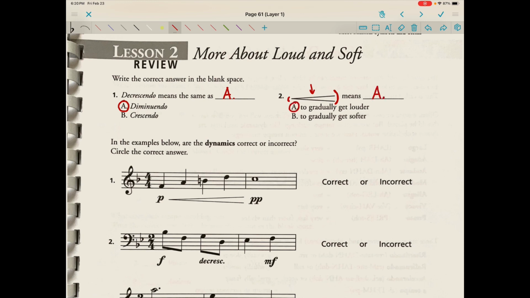In the examples below, are the dynamics correct or incorrect? Circle the correct answer. So here we see we have a piano, which means soft, and then it's saying that we're crescendoing, which means gradually getting louder, but then we see a pianissimo, which means very soft. So that's actually softer than piano, so no, this is incorrect. What would be correct is to have a decrescendo sign there, so a hairpin heading in the opposite direction.